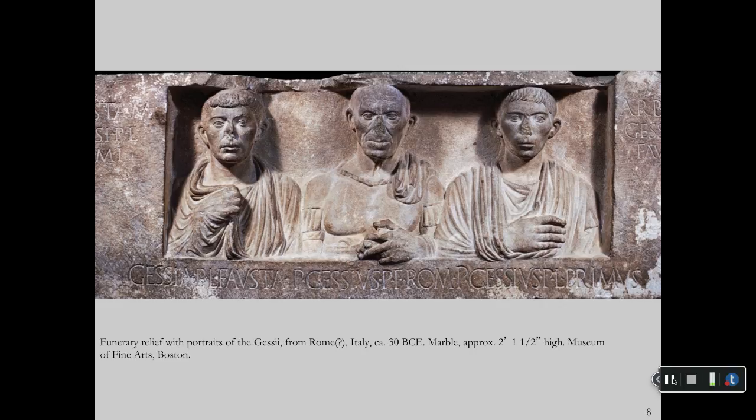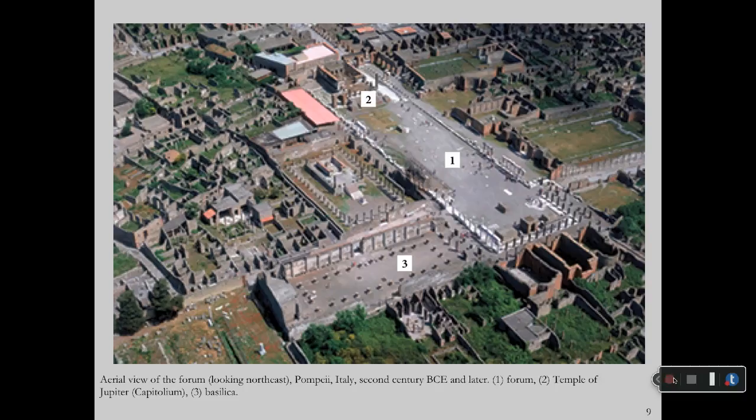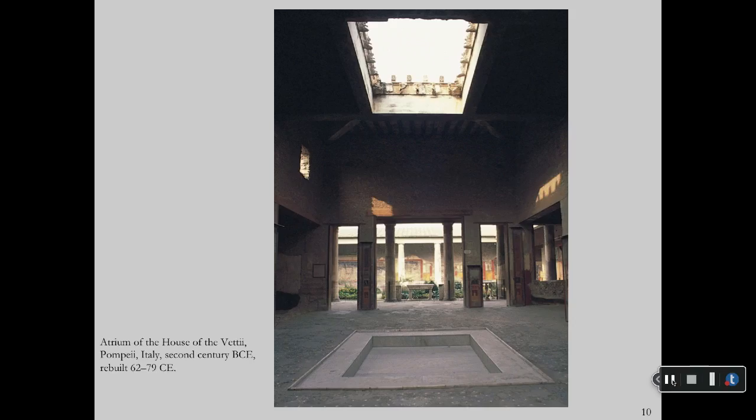Freed slaves depicted themselves and their former owners in relief on their tombs to celebrate their new freedom. Aerial view of the Forum in Pompeii, Italy. Pompeii was destroyed by a volcanic eruption in 79 CE. This is the atrium or entry court with the impluvium, a pool for catching rainwater. Water was stored under the floor.